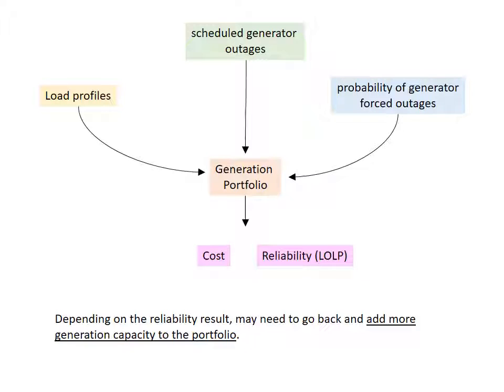And then out of this generation portfolio, you have some idea of how much it costs to produce electricity, but also what the reliability is going to be. And in many cases, there's a direct trade-off here, right? Because cost tends to increase with increased reliability. And so you want to minimize costs and get the highest reliability possible. And so utilities have to sort of balance how reliable they want their system to be.